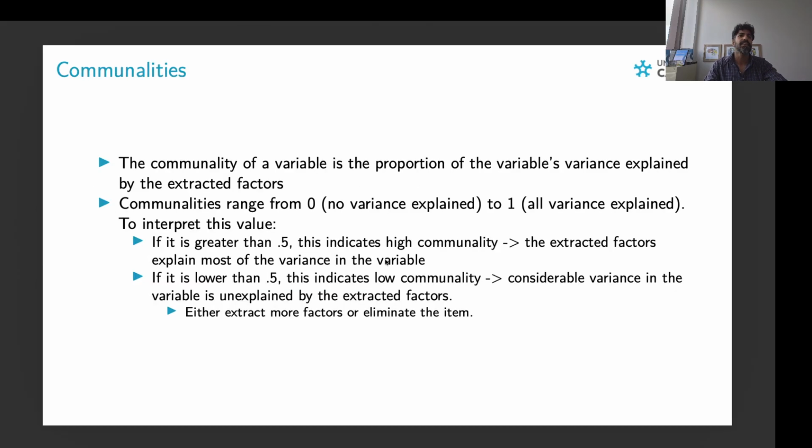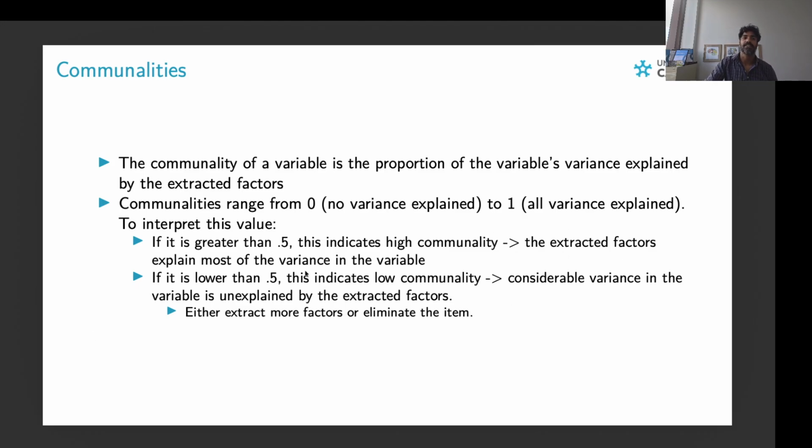Communalities: what are communalities? The communality of a variable is the proportion of a variable's variance explained by the extracted factors. So you've done your analyses, you have your factors. Communalities allow you to understand how much of the variance in the variable is accounted for by these factors. Communalities range from 0, so the factors don't explain any of the variance in the variable, to 1, all the variance explained. So to interpret this, if it is greater than 0.5, this indicates a high communality.